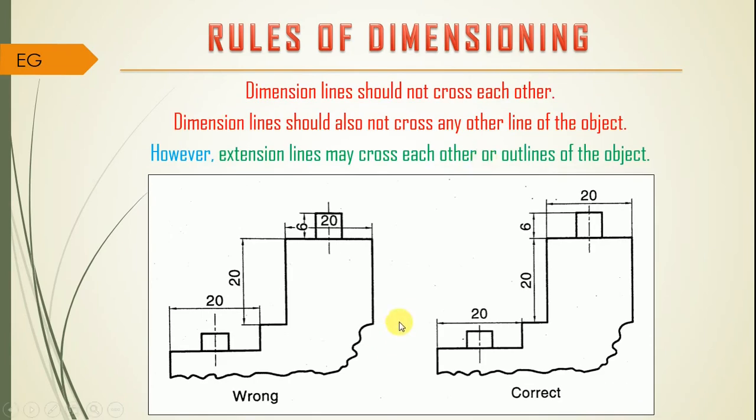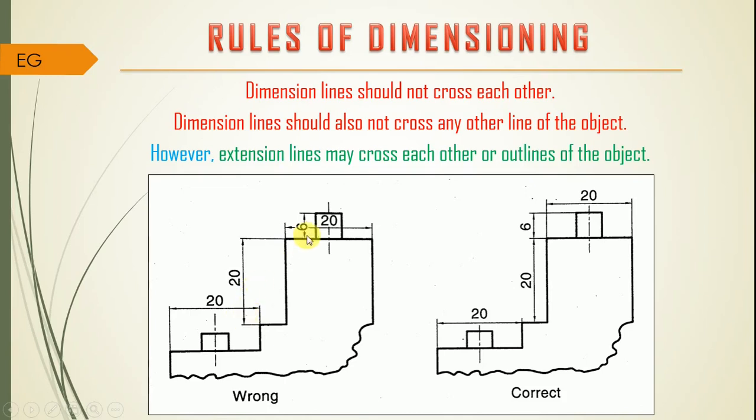Dimension lines should not cross each other. Here you found this is 20 mm and this is 20 mm. Both of these are dimension lines and they cross each other. This is not allowed, this is not acceptable. Secondly, dimension lines should also not cross any other line of an object. Here you found this is your dimension line and it is crossing your outlines, the visible outlines of an object, isn't it? So this is again not acceptable.